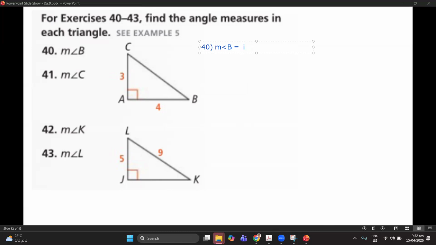Inverse tan. 3 over 4 or 4 over 3? 3 over 4. Thank you. So what's the measure of angle B now? 36.86. Thank you.